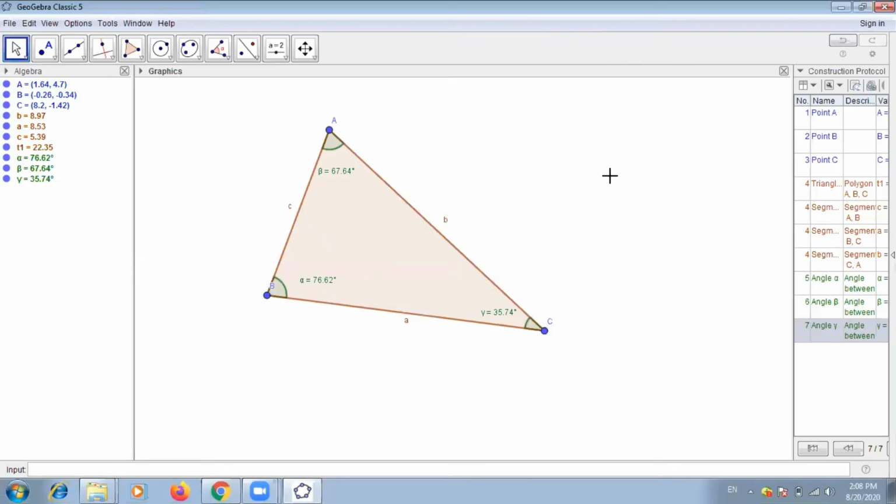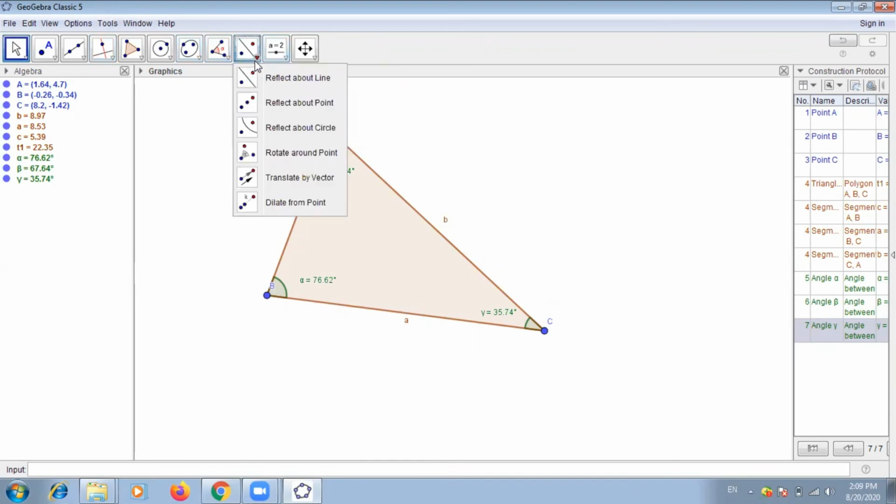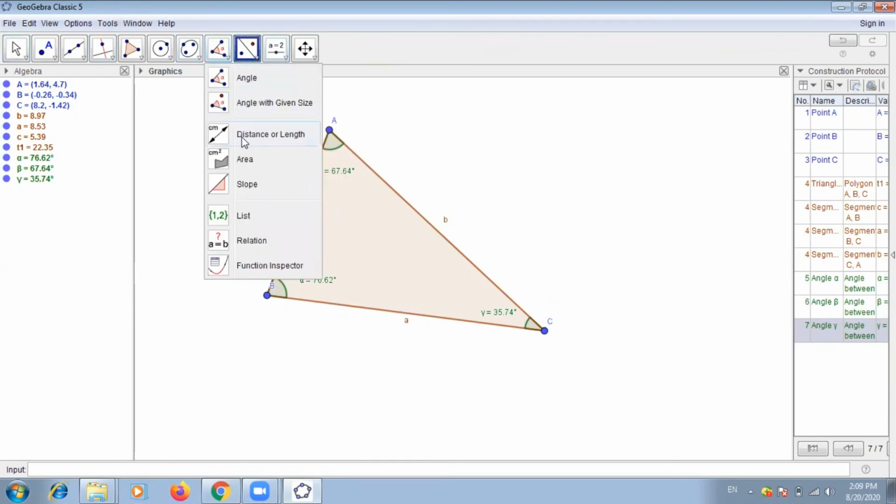Now I take another example, another triangle ABC, in which all three angles are of different degrees. Angle A is 67.64, angle B is 76.62, and angle C is 35.74. Now, if I try to measure the length of each side, first of all find out which side will be greater. According to our theorem, the side opposite to the greater angle is always greater, which means this angle is the greater one, so this side will be greater. So we check it by measuring the length of each side.